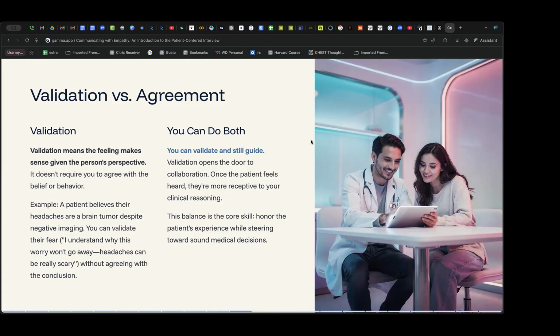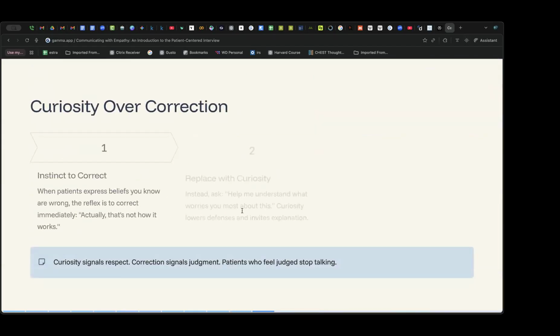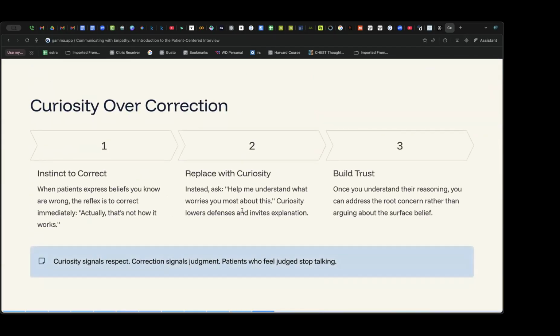Does this make sense now? Great question. Yes, I got it.